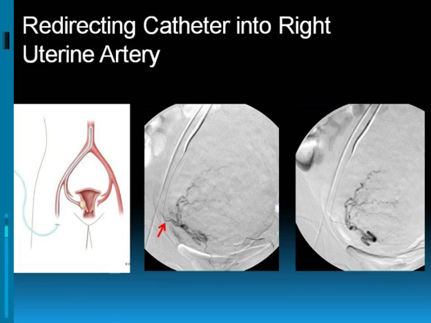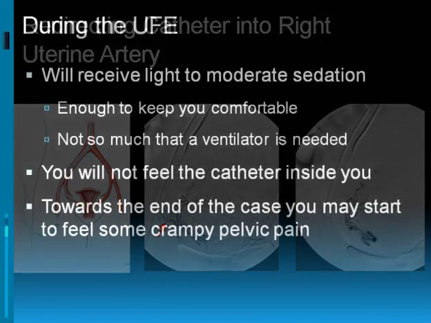Once we've embolized the left uterine artery, we will then redirect our catheter over to the right side. And the first image on the left there is a diagram showing us doing that, and then the subsequent two images on this slide show the catheter, which is where the red arrow is, getting into the uterine artery, and then injecting some dye outlining the uterine artery itself.